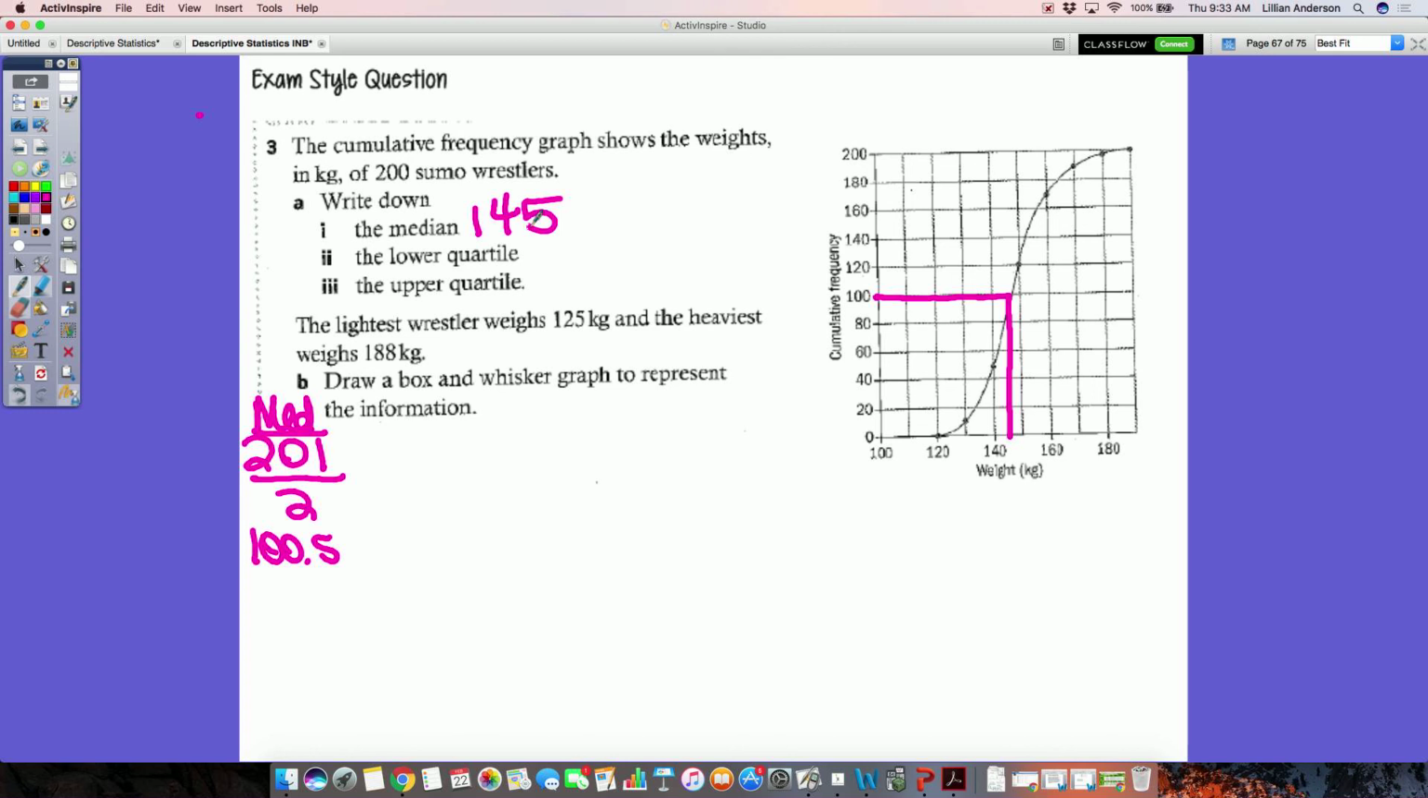Okay? The lower quartile. Different color. Q1. We know the formula is n plus 1 all over 4, which is 50.25. So we're basically going to 50, which is halfway, and we're seeing where it hits. About 140. It should have definitely been somewhere close to 140. So if you said like 139, 141, that would be good.